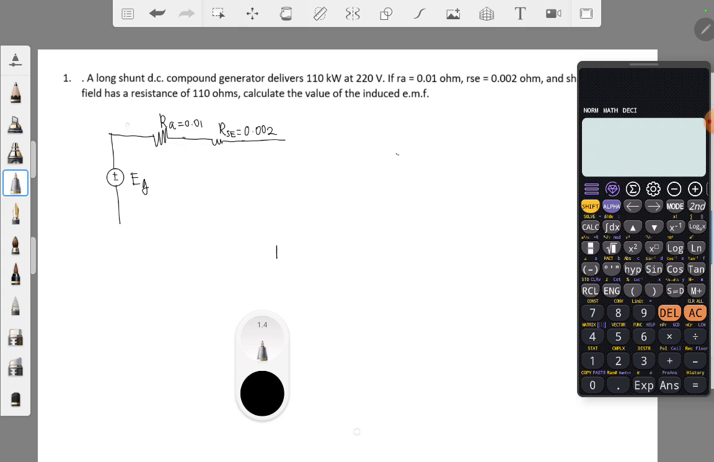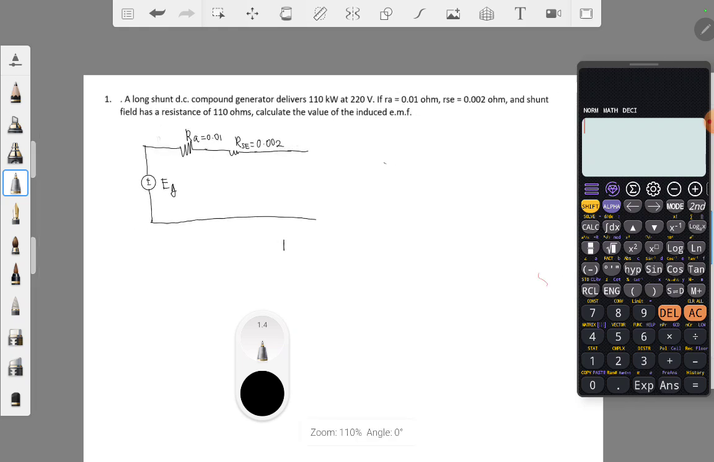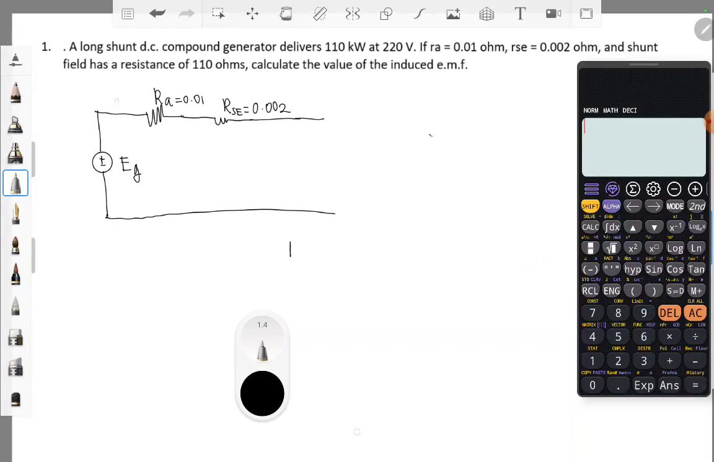Note that in this problem we don't have our brush drop, so therefore that would be neglected. After this, next we would draw our shunt, which is equal to 110 ohms. And then of course you have our terminals in which the load is connected.